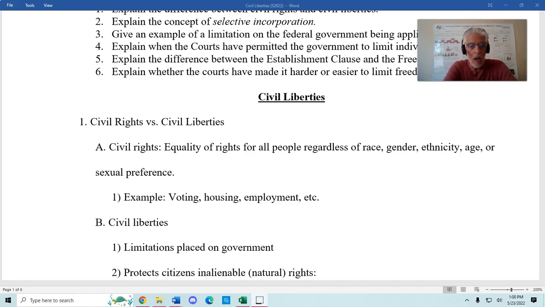And so examples of this would be that there's supposed to be equality in terms of access to voting, access to housing, access to employment, and that people are not supposed to be discriminated against on any one of those categories. But civil liberties are a little bit different.